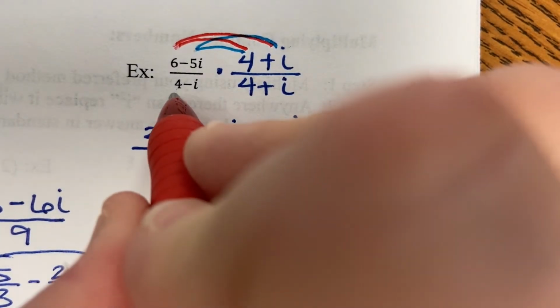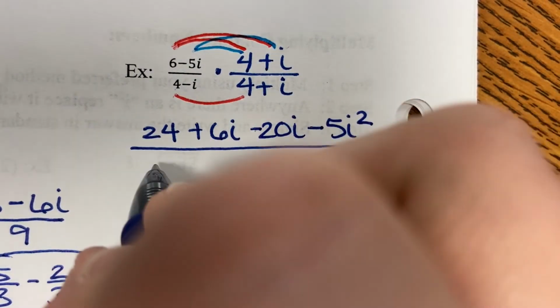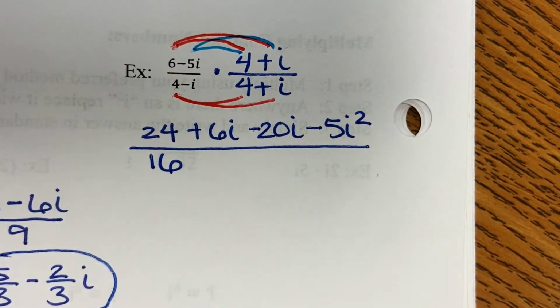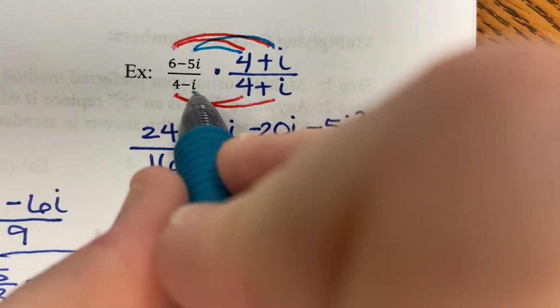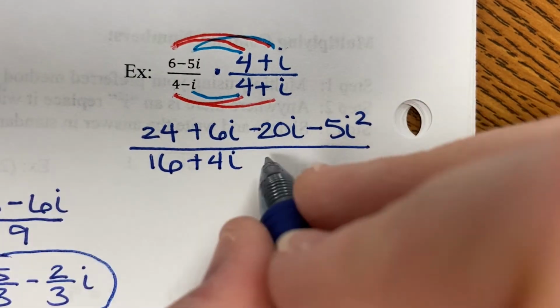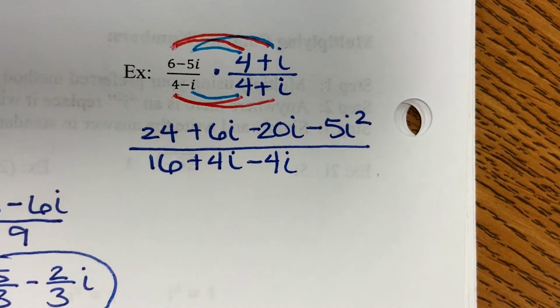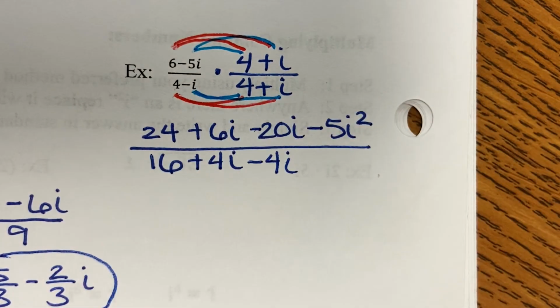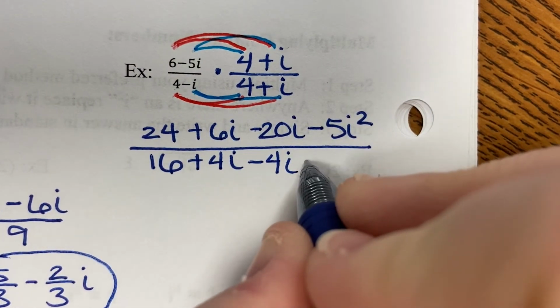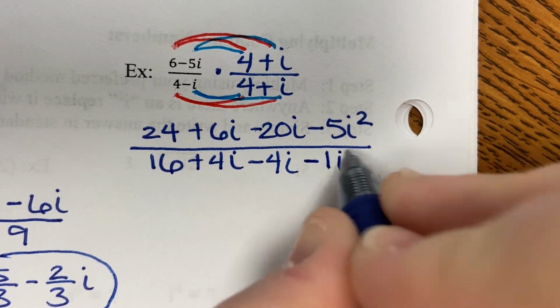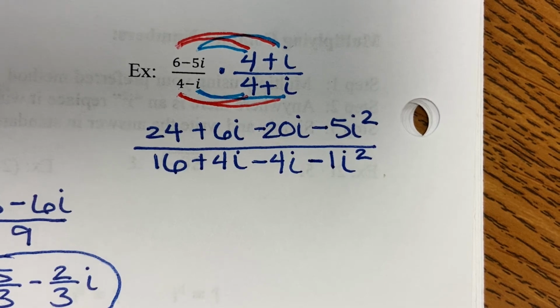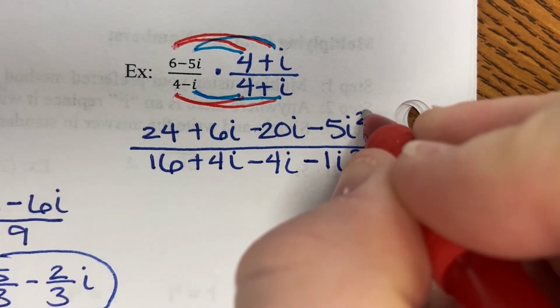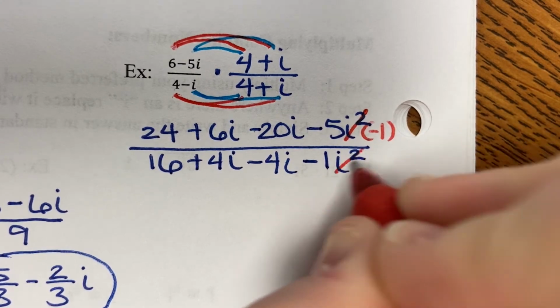All right, so 4 times 4 is 16. 4 times i is positive 4i. Now the -i times 4 is -4i. And then the -i times positive i is -i squared. But I'm going to put -1i squared only because when I start substituting my i squareds with -1, it's going to make my math a little bit easier for me. So I'm going to replace my i squared with a -1.